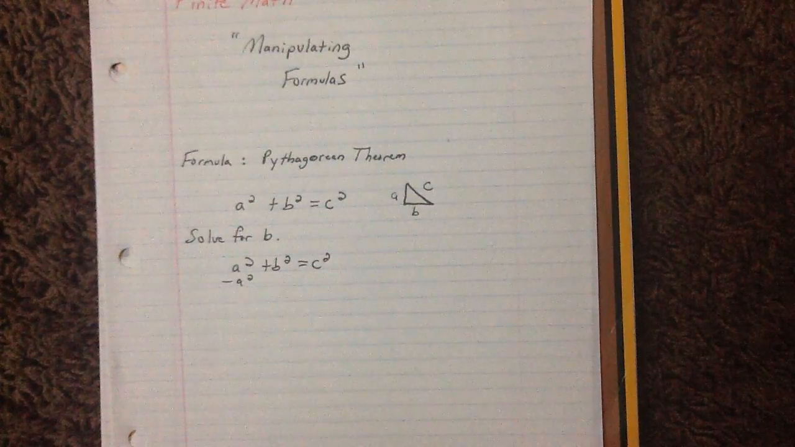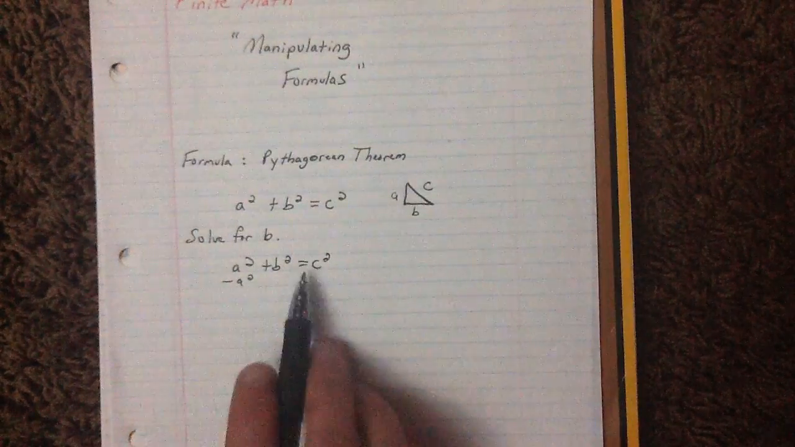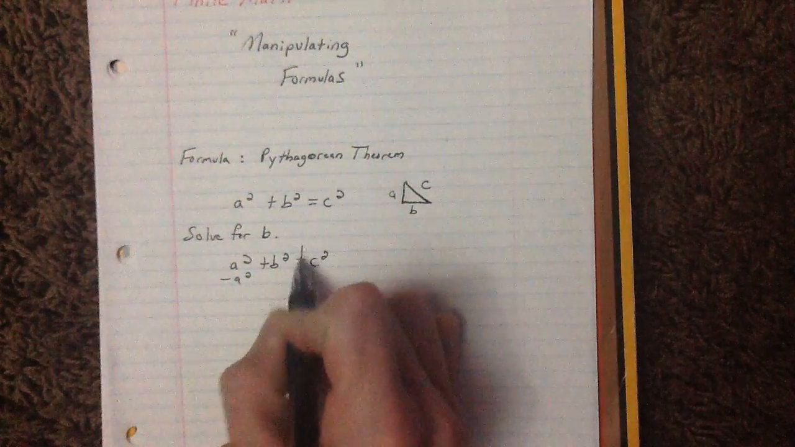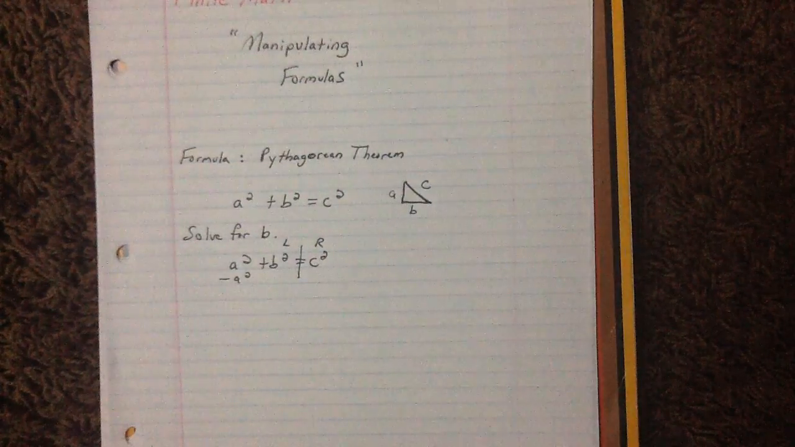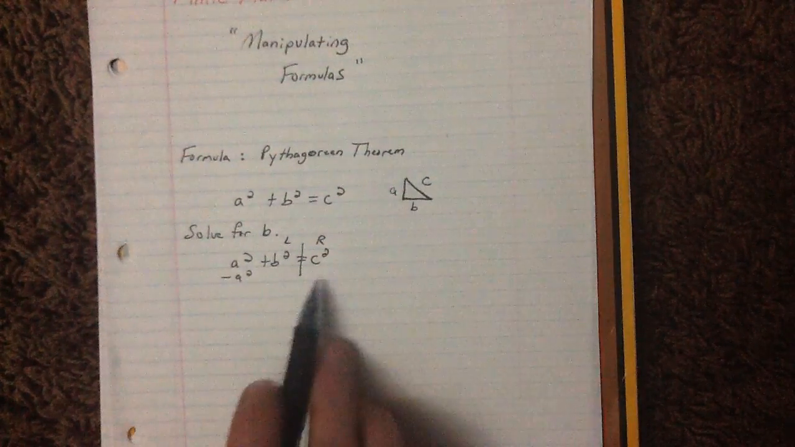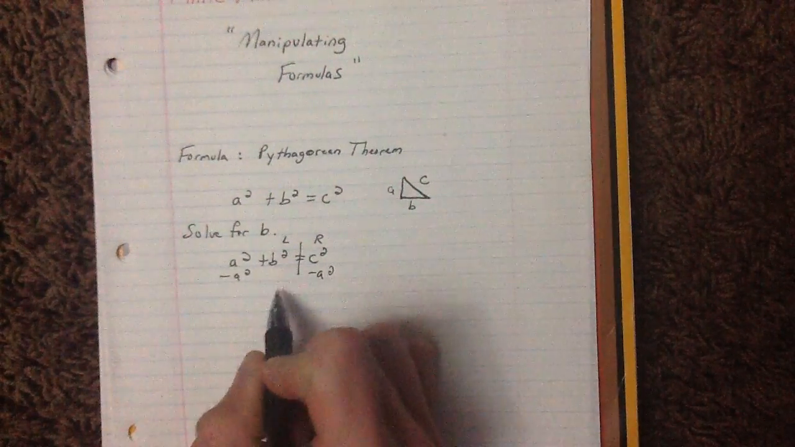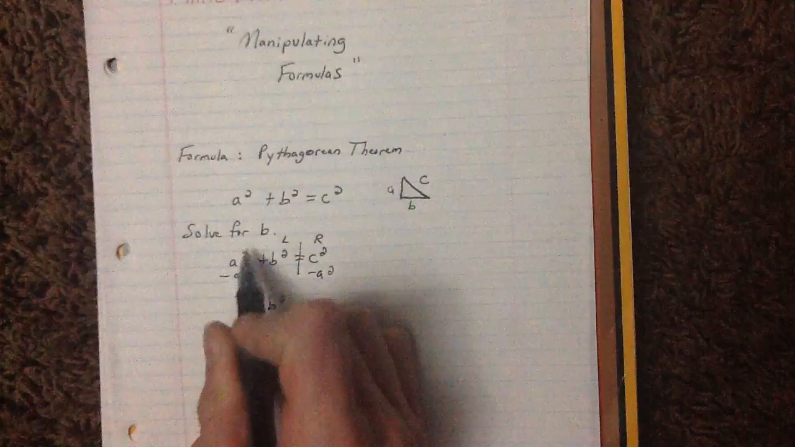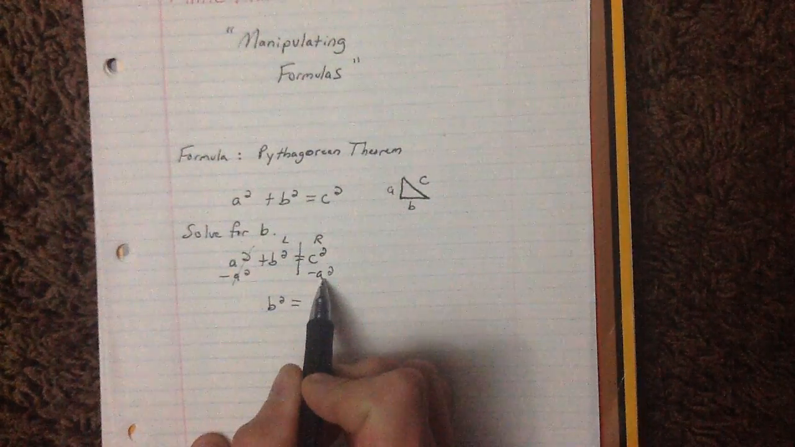But there's a rule for equations. Anything you do to one side, you must do to the other. So if you subtract a squared from the left-hand side of the equal sign, you may have seen teachers do this in the past, you must also do it on the right-hand side, over here where the c squared is. That would make b squared come down alone, because the a squared's canceled, equal to c squared minus a squared.